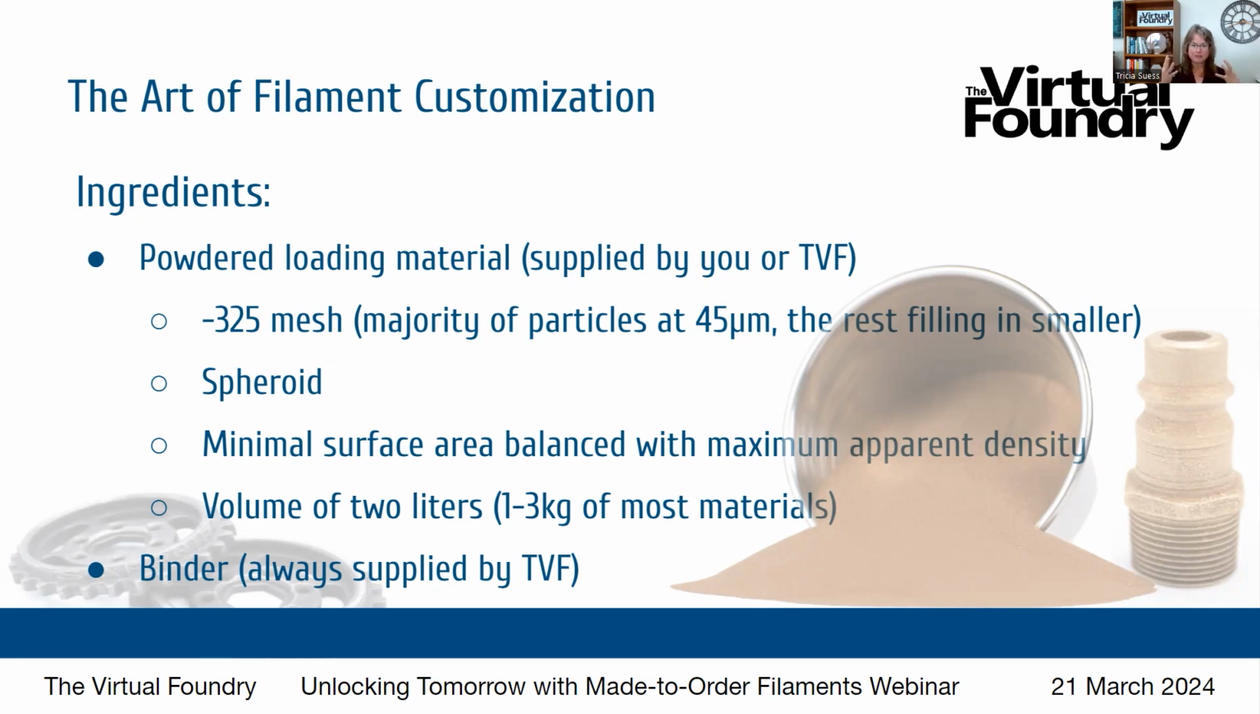So that's the first ingredient in your final filament product, the loading material. The second ingredient is our proprietary binder. We're always going to supply that piece, and it will always be the same as what we use with all of our stock materials. Now, if that loading material is something that you have hanging around and can send to us, that's great. We'll turn your proprietary or specialized powdered material into 3D printing filament. If that's not something that you have, then we'll go on the hunt for a supplier for that.